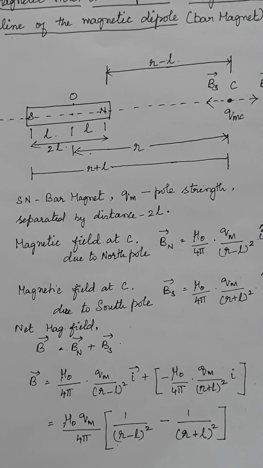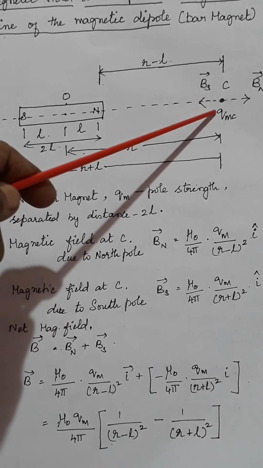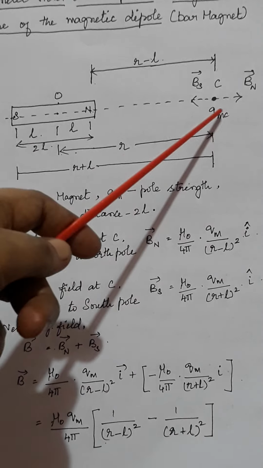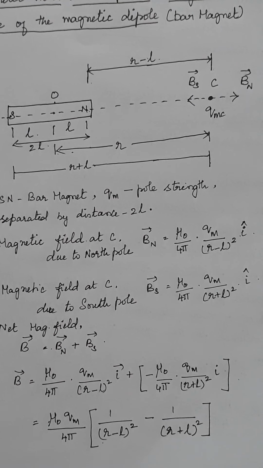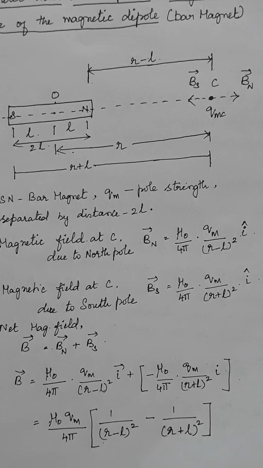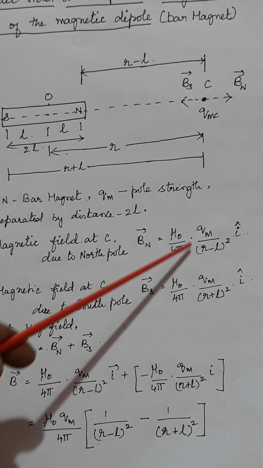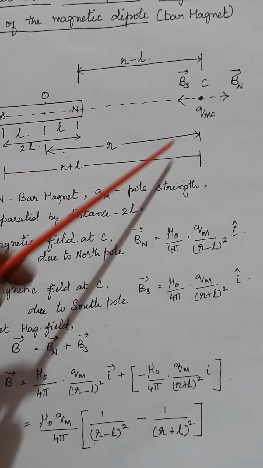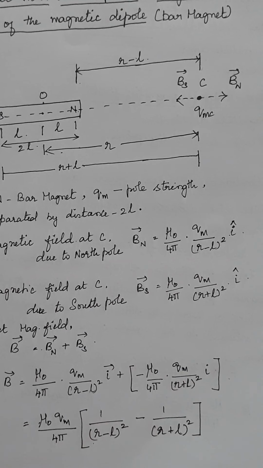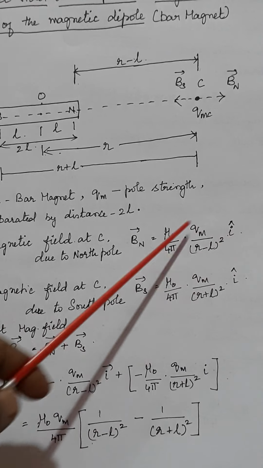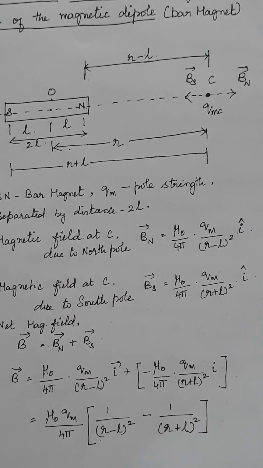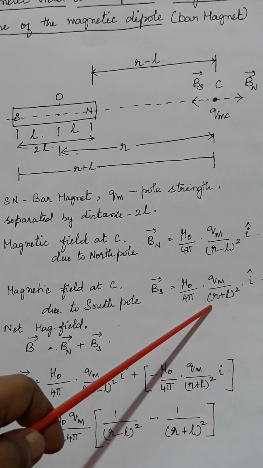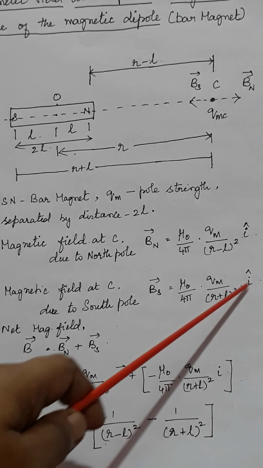Now I should first find the magnetic field at C due to this Bn, which is moving away, so it is positive. If it is towards, then I will take it as negative. So what will it give you? It will be mu naught by 4 pi into Qm by r square, where the distance is from here till here, so it is r minus L the whole square, into i vector. The i vector says how to convert it into vector form. Then the magnetic field at C due to the south pole: the only difference is the distance, r plus L the whole square.